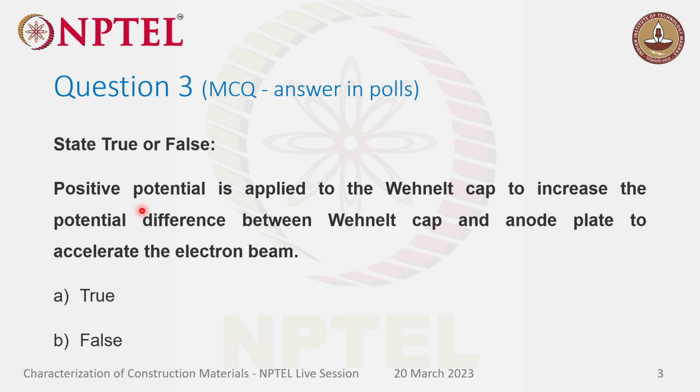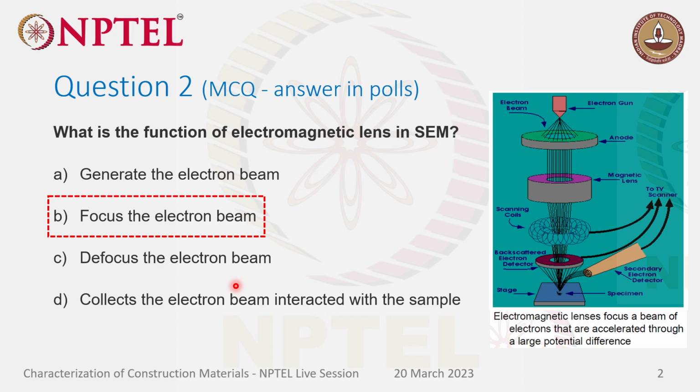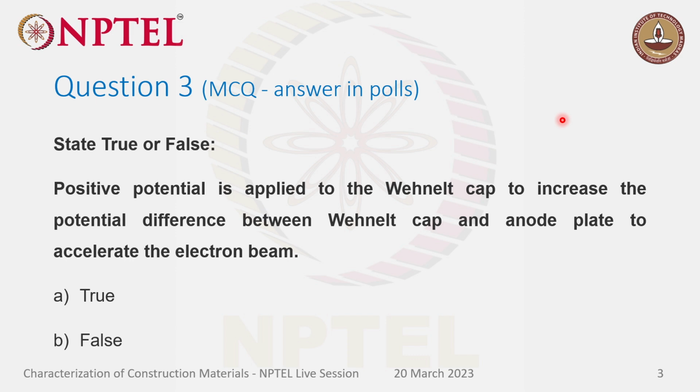Positive potential is applied to the Wehnelt cap to increase the potential difference between the Wehnelt cap and the anode plate to accelerate the electron beam. In the previous slide, we showed you that the electron gun is there. The electron beam is generated from the electron gun and passes through the anode plate. Surrounding this electron gun, there is a Wehnelt cap that is not shown in this image, but it is there. So here the statement is that positive potential is applied to the Wehnelt cap to increase the potential difference between the Wehnelt cap and the anode plate to accelerate the electron beam.